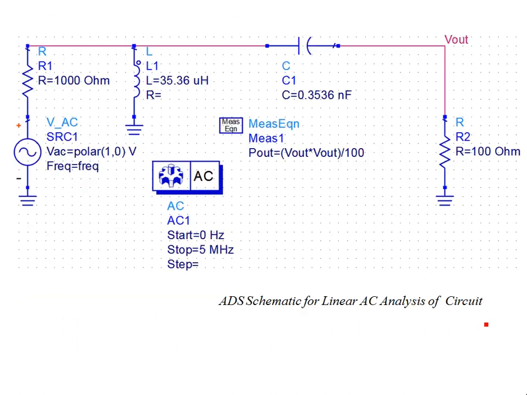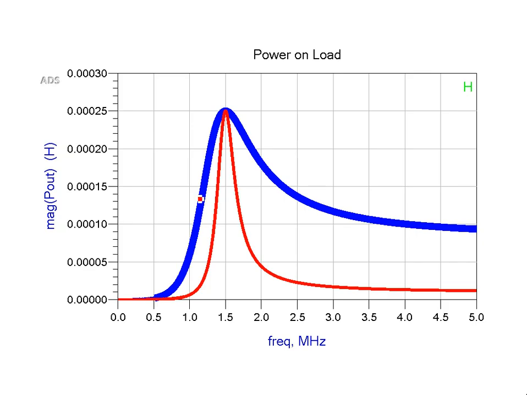And then from these, if you set the parallel reactive element as an inductor and the series element as a capacitor, these are the element values you obtain. Then you calculate P out, which is V out squared over 100, since this time the load is 100 for the same source resistor of 1000, and you run the linear AC analysis of the circuit from 0 to 5 megahertz, and this is what you get.